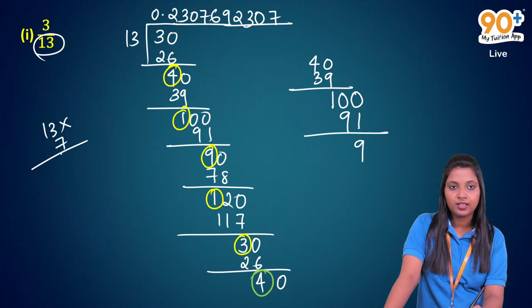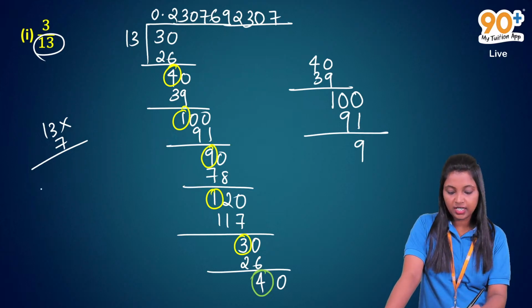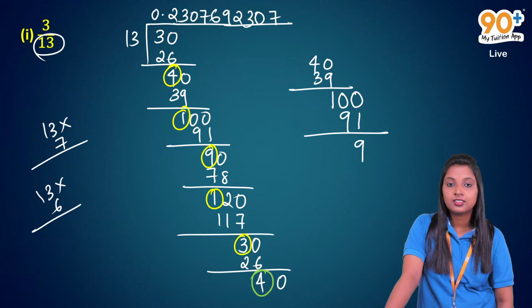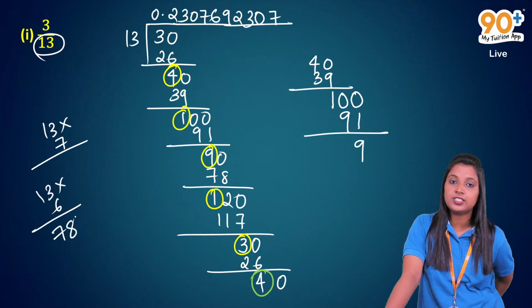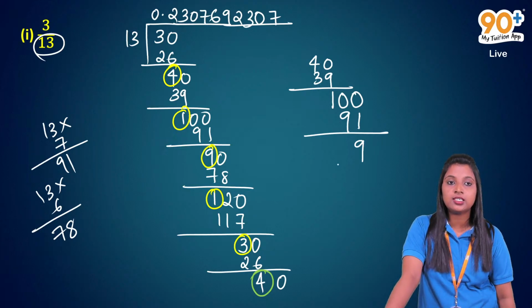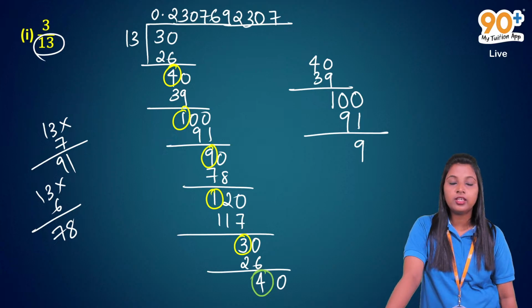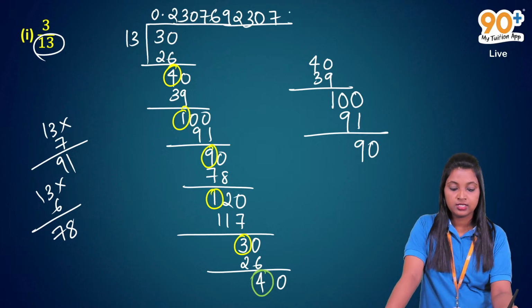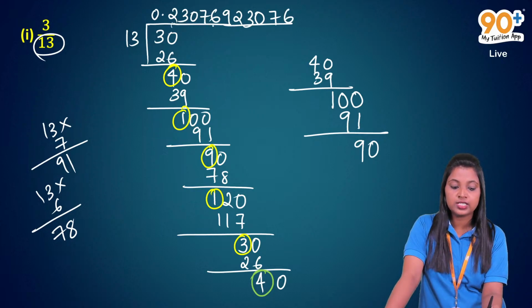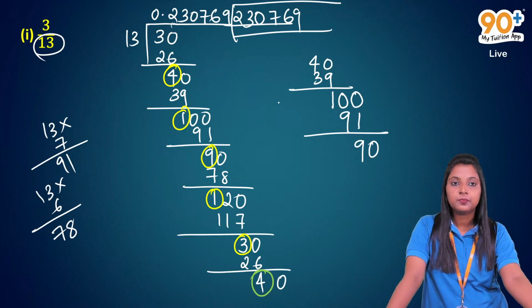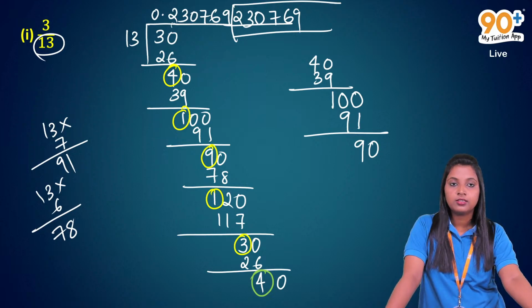What is 13 into 6? 78, not 28. Okay, so what is 13 into 7? 91. And we need a number very close to 90, right? So do we take 78 or 91? 91 is more than 90, so we take 78. See, this is 2 3 0 7 6 9. Again you are getting 2 3 0 7 6 9. It is repeating, right? Yes, repeating number.